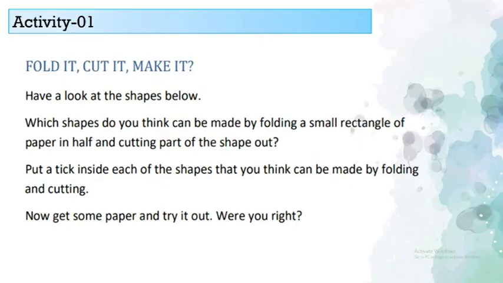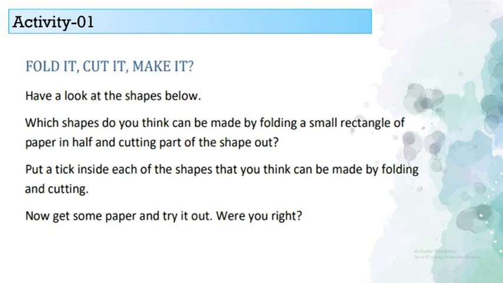In the first activity, you have to fold it, cut it and make it. I have given the shapes on the next page and you have to identify which shapes you think can be made by folding a small rectangle of paper in half and cutting part of the shape out. Put a tick inside each of the shapes that you think can be made by folding and cutting.